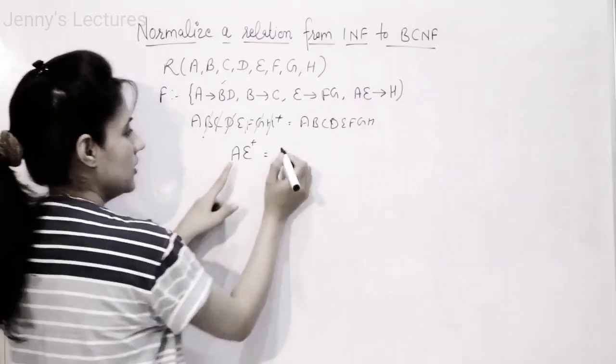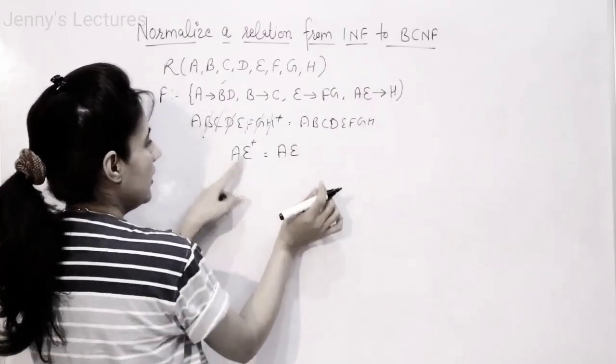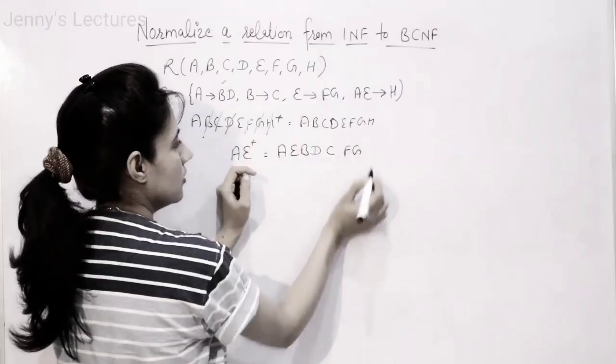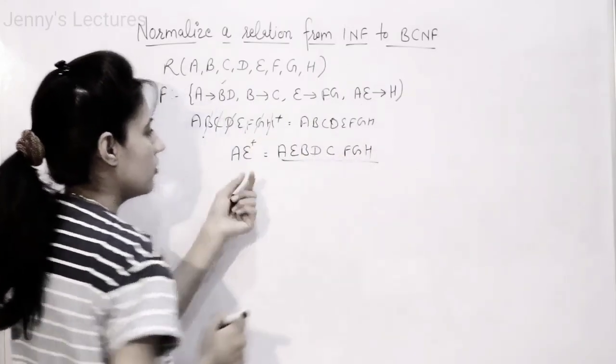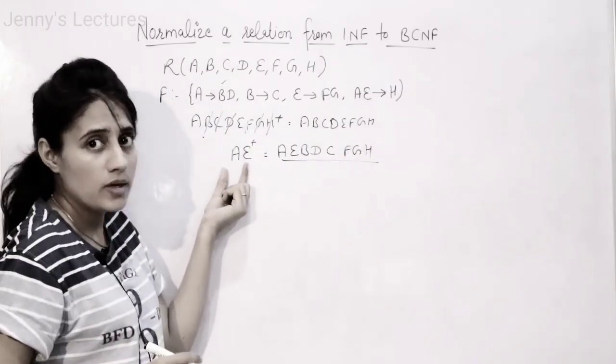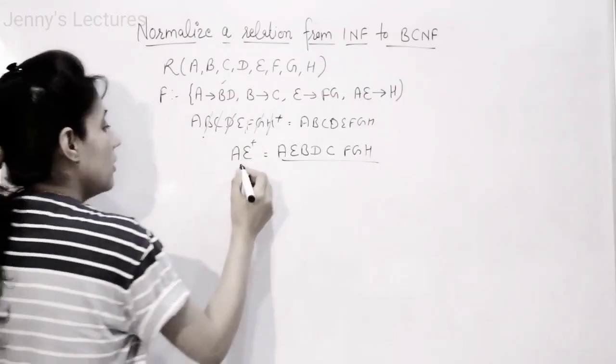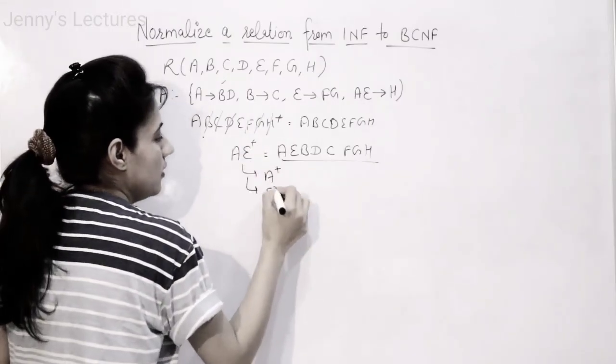Find the closure. Using A, I can derive A, E definitely. Using A, I can derive BD. Using B, I can derive C. Using E, I can derive F, G, and I can derive H. So I can derive all the attributes. So AE is a super key. We cannot discard any more attributes from here. So this is a super key. Now, check the proper subsets, A and E.